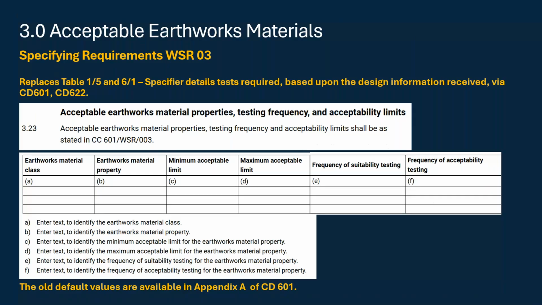And again, another illustration of the work-specific requirements. This just shows the ones really replacing table 6.1, 6.5, and 6.2, where for each class of material and for each test and each property that you're doing, you've got to specify those 6 things as the specifier, based on the information you've got from your design reports and your designer. So a lot of individual entries, but very thorough.